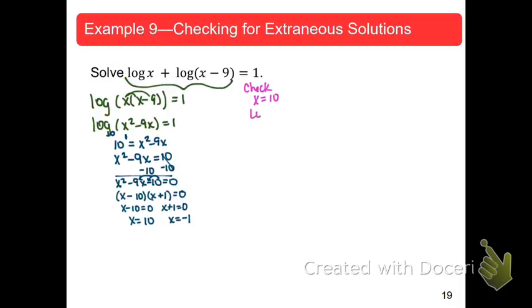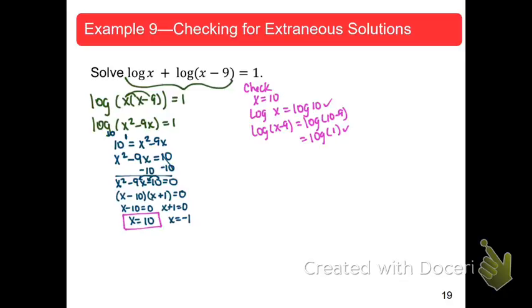Alright, so my first one is what? Log of x, which means it's just log of 10. And we can take log of 10, so that's good. My second log there is log of x minus 9. So when I plug that in, I get log of 10 minus 9, which is just log of 1. And we can take log of 1 as well, because 1 is positive. So 10 works out. 10 is definitely one of my solutions.